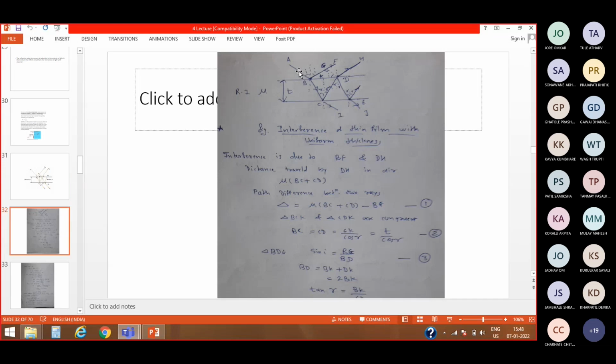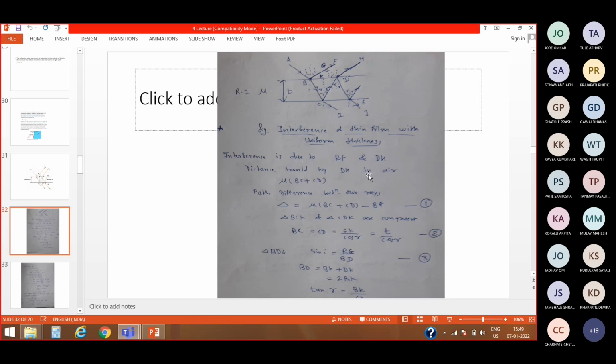So the same expression I had written here is the light incident here. At point B, some amount of light gets transmitted, some amount of light gets reflected. So the interference is due to light BF and DG. तो इंटरफेरेंस का किसकी वजह से हो रहा है? The interference happens because of the light BF and DG.